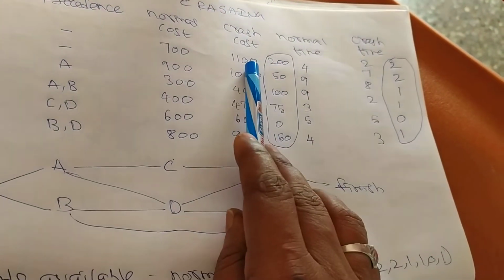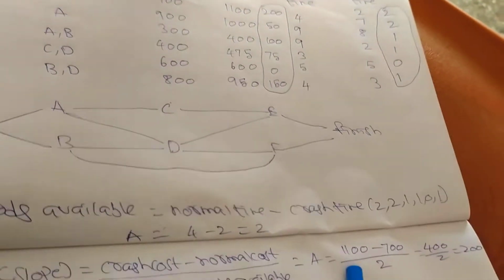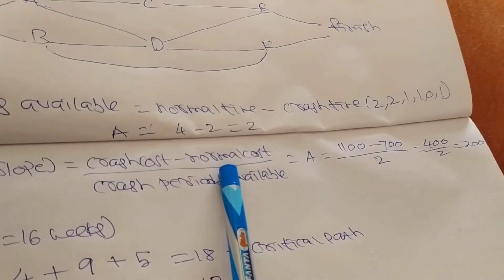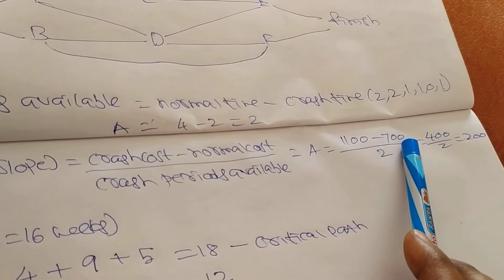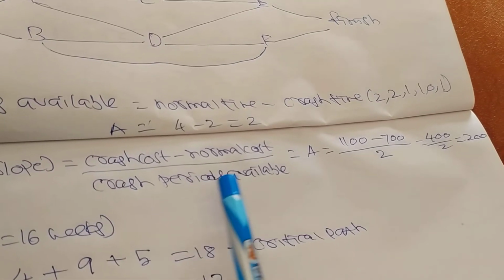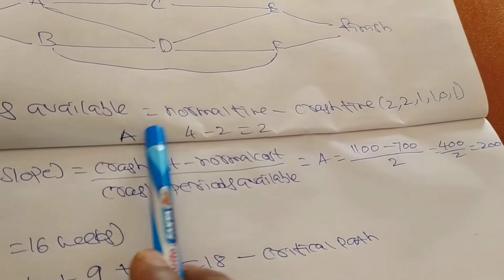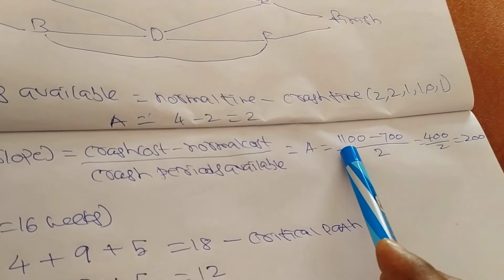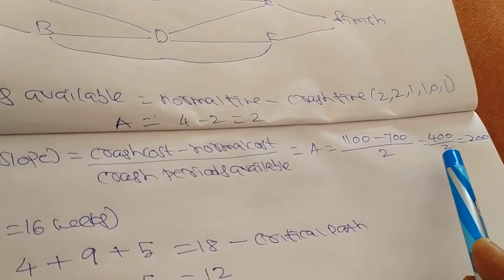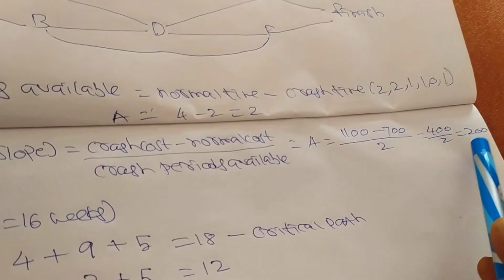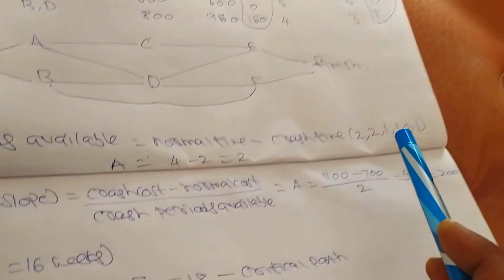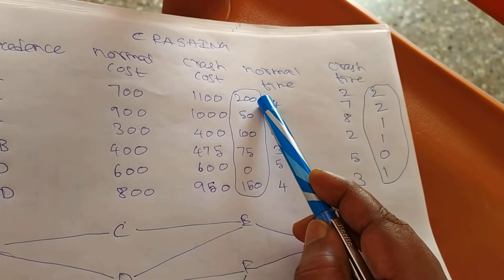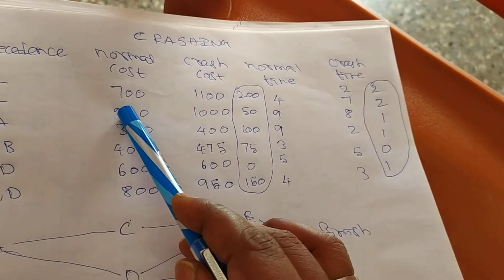So first we take the crash cost of A, 1100, minus the normal cost. Now 1100 minus 700 divided by the crash periods available. We already calculated that for A, it is 2. So 1100 minus 700 equal to 400, divided by 2 equal to 200. Like that you calculate for all A, B, C, D, E, F. Here I wrote 200 because 1100 minus 700 divided by 2.